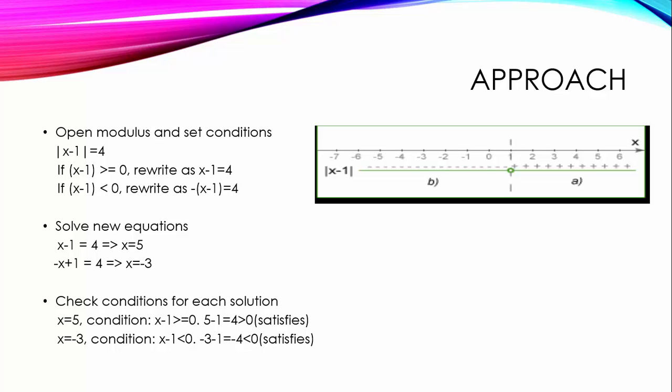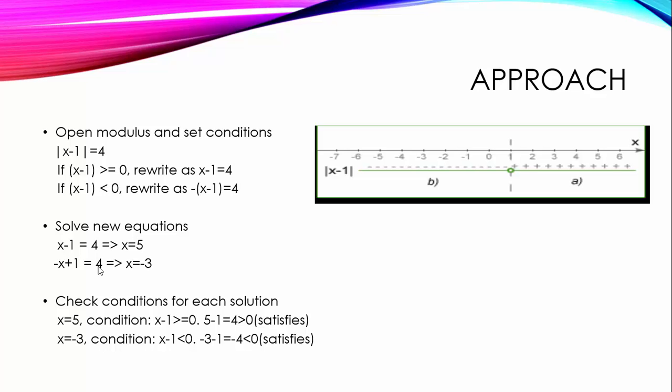Solve the new equations. X minus 1 is equal to 4 would give you x is equal to 5, minus x plus 1 is equal to 4 would give x is equal to minus 3. Check conditions for each solution.